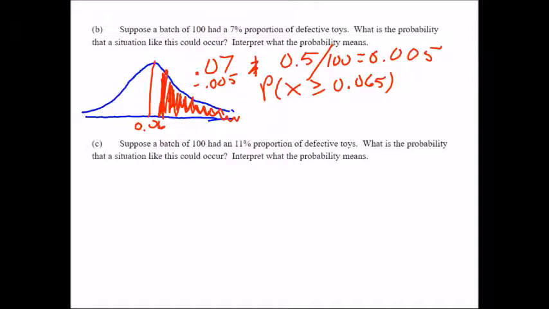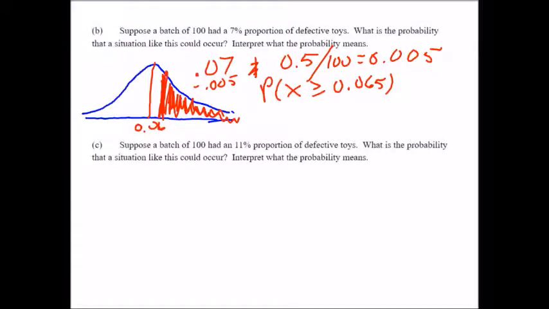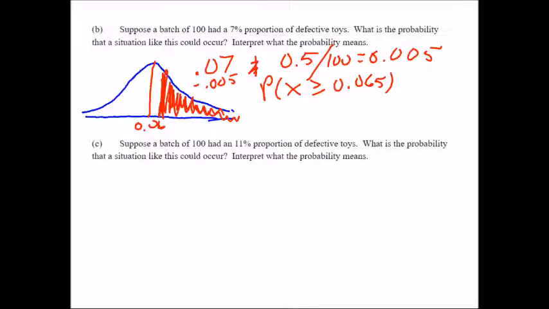All right, so I'm going to go to second vars, number 2, normal CDF. My lower is going to be the 0.065. Upper is going to be 1E99. 0.06 is the mu. 0.024 is the standard deviation. So the probability of this is 42%. So I think we put on here 0.417.